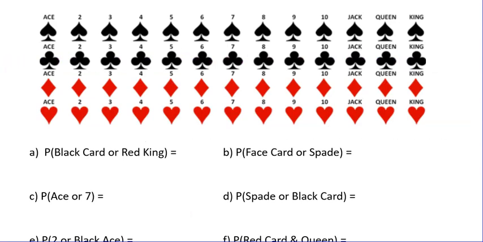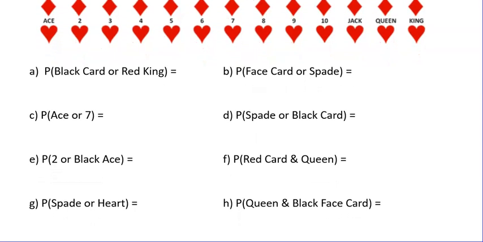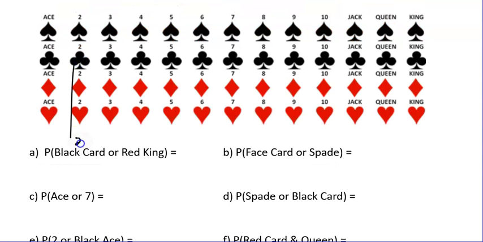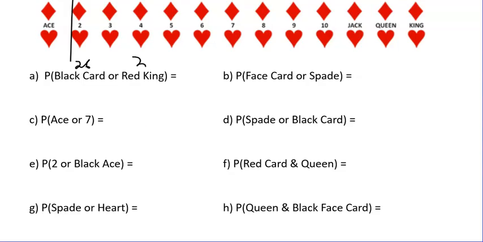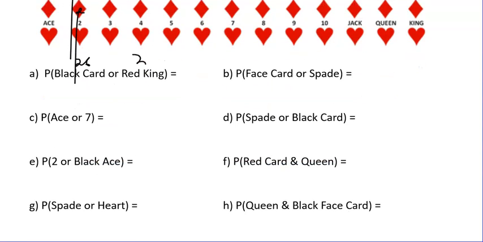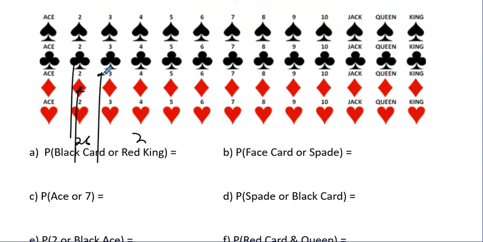Here's a nice drawing to use. Okay? So, black card or a red king? Well, there's 26 of these, and there's 2 of these. Not mutually exclusive, there's no overlap, so that's simply add. If the board will decide to work nicely.